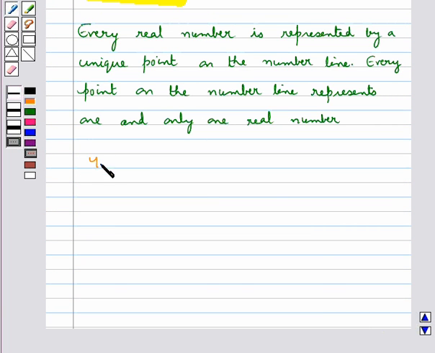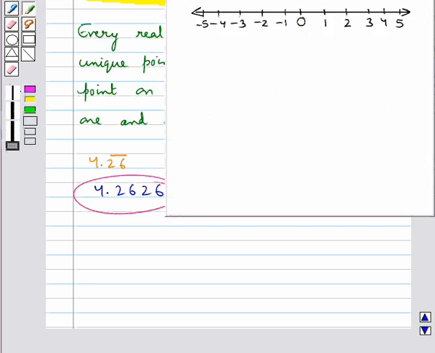Consider the number 4.26 bar. We need to visualize this number on the number line up to 4 decimal places. So, up to 4 decimal places, this number can be written as 4.2626. Now, you can clearly see that this number would lie between the numbers 4 and 5.